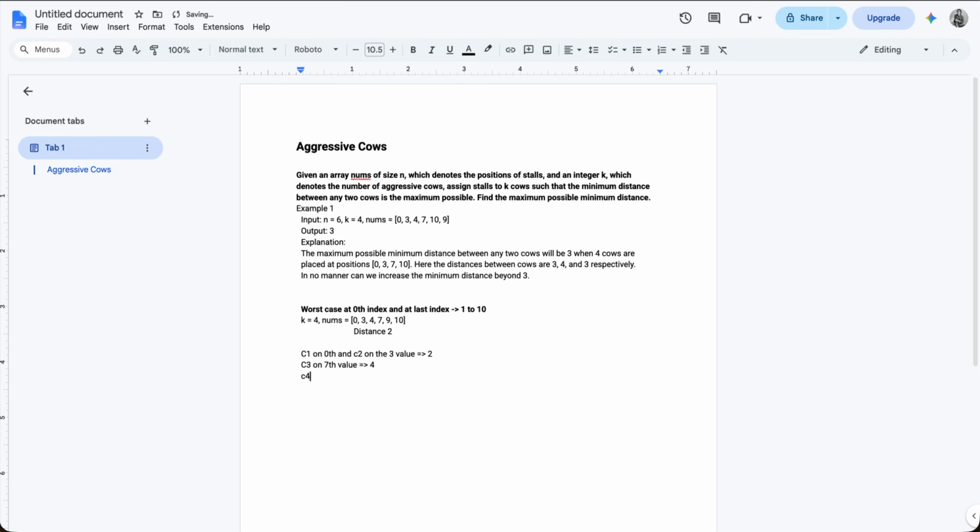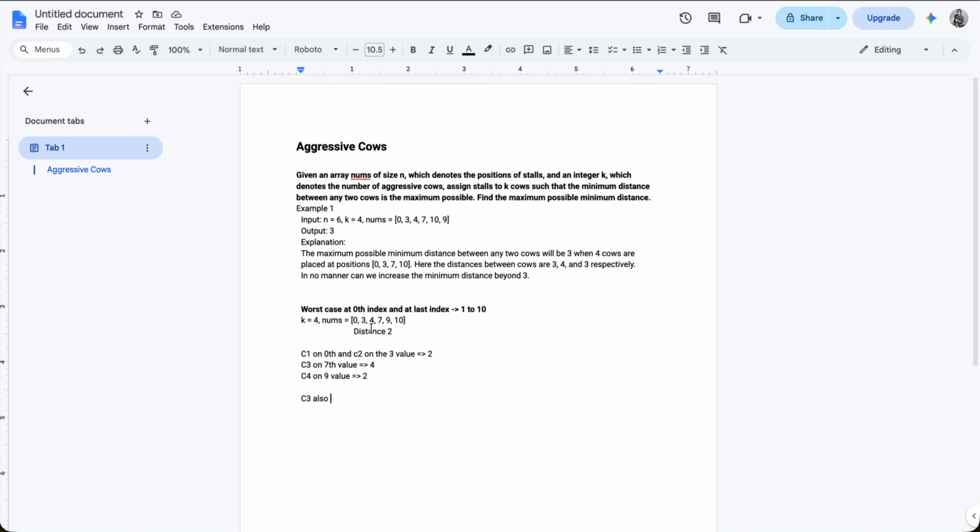Yeah, and at last where will I place cow 4? Cow c3 is placed over here, then I can place c4 at 9, on the ninth value, because here the distance is 2, which is okay to me. And 1 is possible, 2 is possible, but I am looking for the maximum possible distance. So yeah, these two things are possible. This way c3 is also possible. You can try and put it down and see whether it is possible or not.